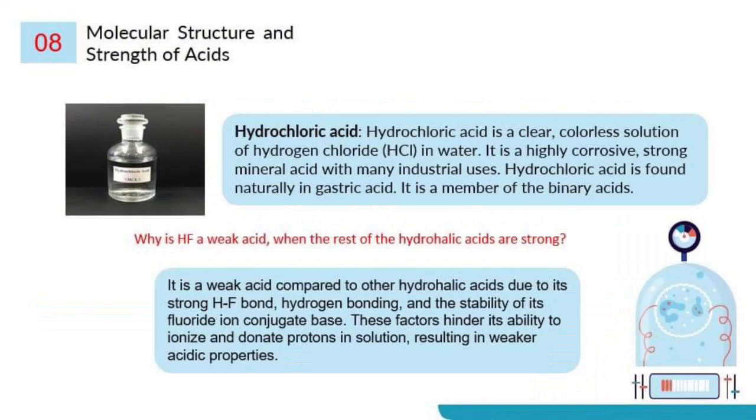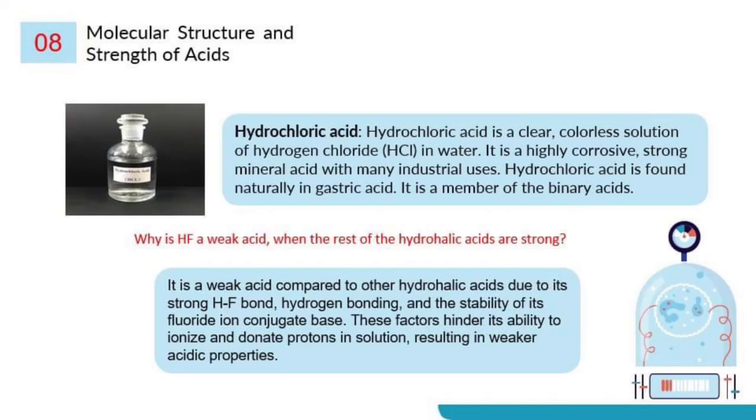So this is hydrochloric acid, which is a clear, colorless solution of hydrogen chloride in water. It is a highly corrosive, strong mineral acid with many industrial uses. Hydrochloric acid is found naturally in gastric acid. It is a member of the binary acids. Chlorine is larger and has more electrons, and therefore the HCl bond is longer and weaker. In the presence of water, the electrostatic attraction between water's partially negative oxygen and the partially positive hydrogen on HCl is strong enough to break the HCl bond, and the ions dissociate in the solution.